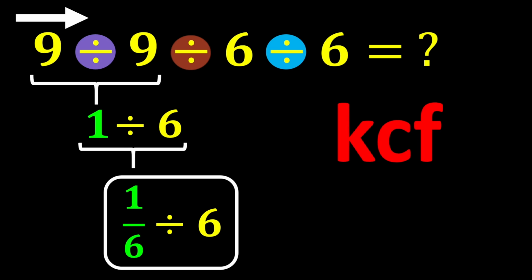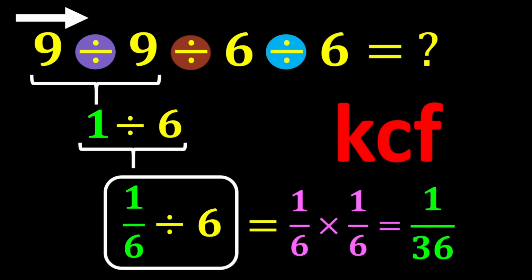According to the KCF rule, we keep 1 over 6 as it is, division changes to multiplication, and we flip 6. 1 over 6 multiplied by 1 over 6 gives us 1 over 36, which is our final answer.